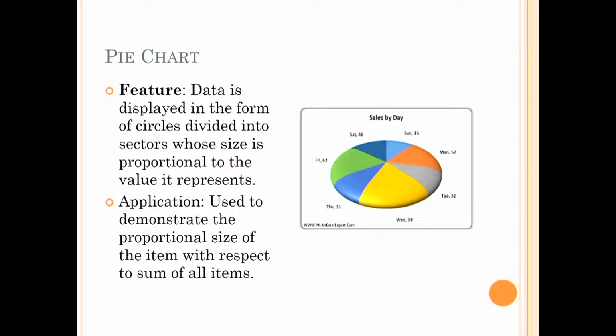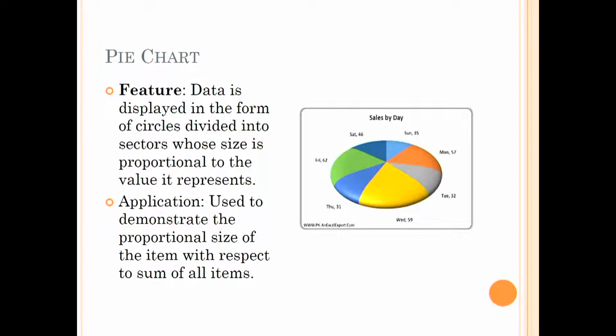Next is pie chart. The feature of pie chart is that data is displayed in the form of circle divided into different sectors whose size is proportional to the value it represents. The application of pie chart is it is used to demonstrate the proportional size of the item with respect to the sum of all items.